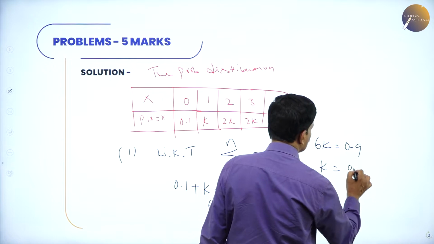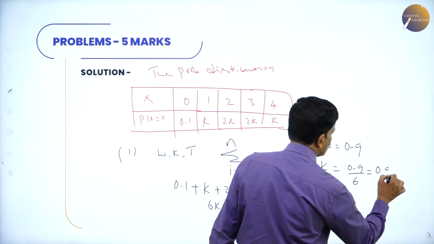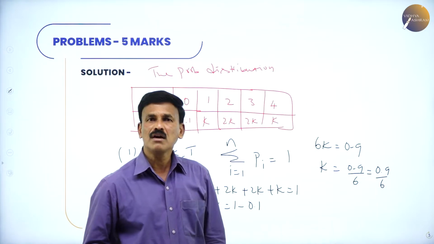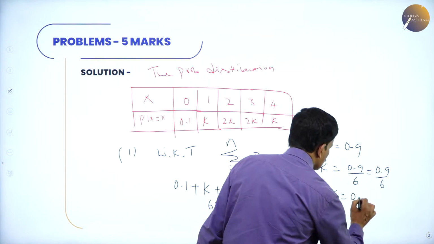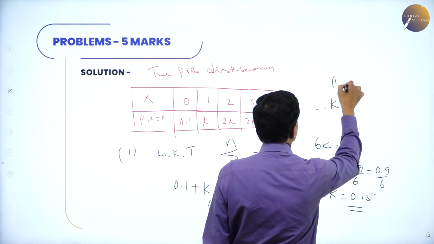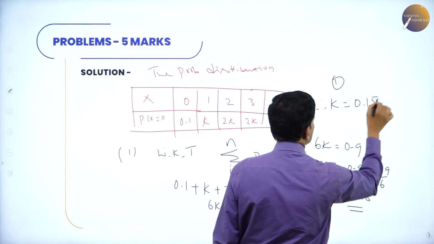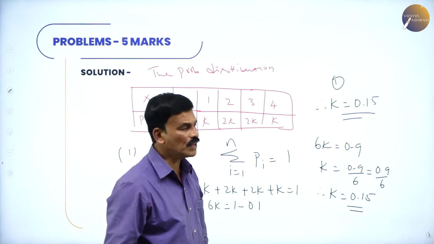So 6k is equal to 0.9, k is equal to 0.9 divided by 6. The value of k is equal to 0.15. Therefore, k is equal to 0.15. So the first answer, 0.15, is the value of k. That's it. Right.